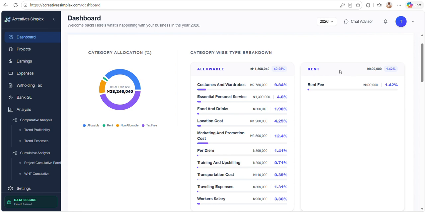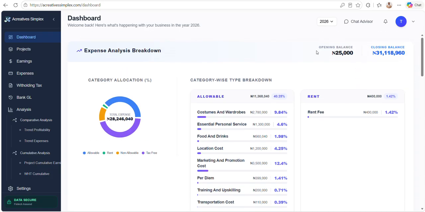Now let's look at our rent. Our rent is 400,000, just 1.42%. Now this is our opening balance. This opening balance is our bank opening balance. And you observe that when we were at the point of profile creation, there was a point where we filled in this 25,000 at the bank creation tab. So this is the opening balance.